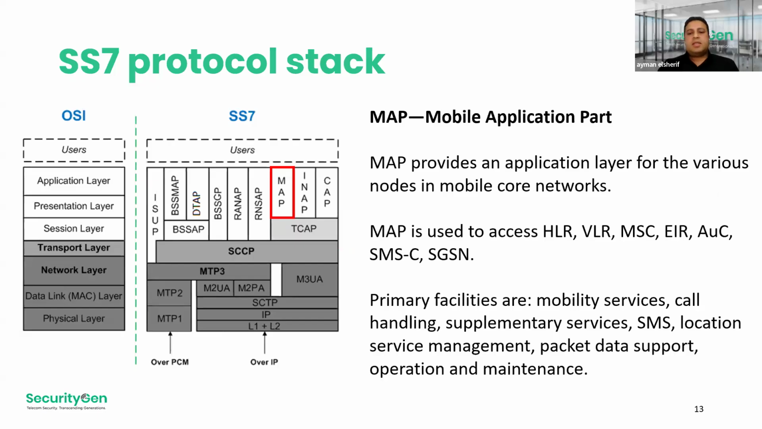The final layer we are going to discuss today is MAP, or Mobile Application Part. It's an upper layer protocol, which is used by various network elements. For example, it's used to access services in nodes like the HLR, which is a central database storing subscriber profiles and information, nodes like MSCs, VLR, and other SS7 nodes. It mainly enables services related to subscriber mobility, handling of calls, SMS delivery, and location-based services.